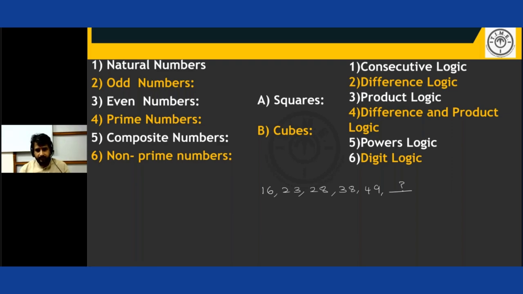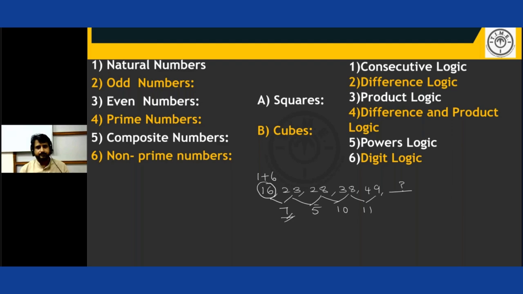What is the difference here? 16 and 23? 7. 23 and 28? 5. 28, 38? 10. 38, 49? 11. Right. 7, 5, 10, 11. What are these numbers? It's very simple. 7 is the sum of 1 and 6. The given number is 16. Digits are 1 and 6. So 1 plus 6 is 7.